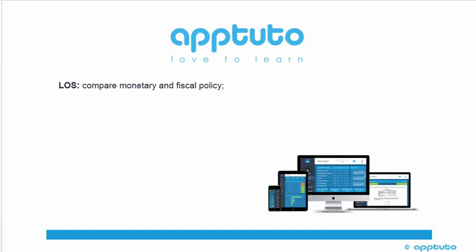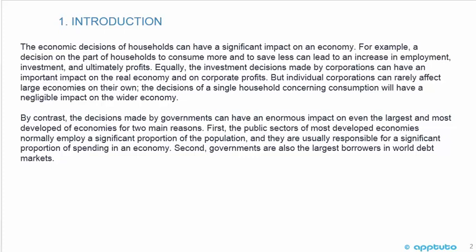This LOS is Compare Monetary and Fiscal Policy. A bit of an introduction before we jump into this LOS. The economic decisions of households can have a significant impact on an economy.